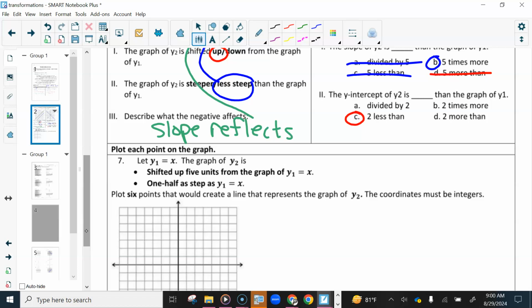Right. I'm going to state these directions, and then I want to see if you can plot these points. So here it gives us our descriptions. We have our original, and then for our second one, the one we're going to graph, it's been shifted up 5 units. So think about which one that would be, and it's 1/2 as steep. Think about which of those that would change. See if you can graph 6 points that would represent those two things. Take a minute and do that.